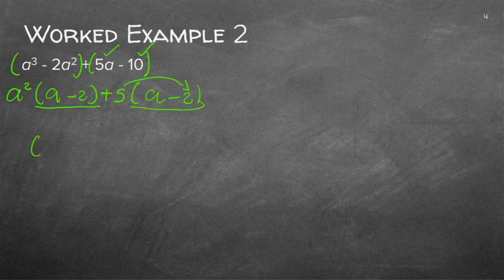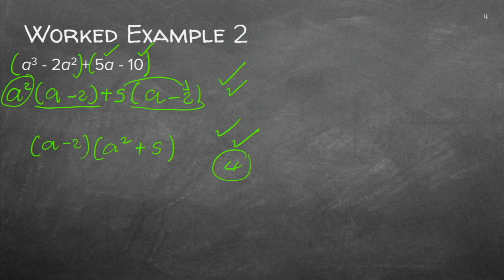So you take out the common factor, a minus 2. What are you left with? You are left with a to the power of 2 plus 5. Close brackets. Full 4 marks, guys. I'm giving you 4 points for that and 4 points for the previous one.